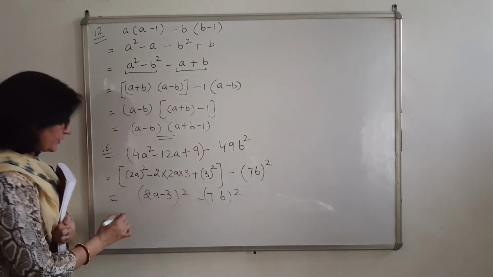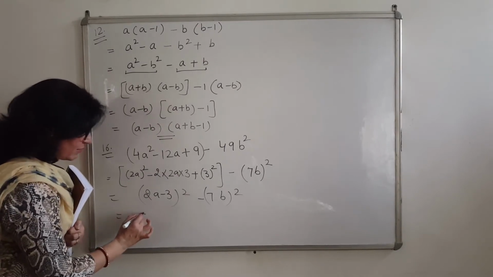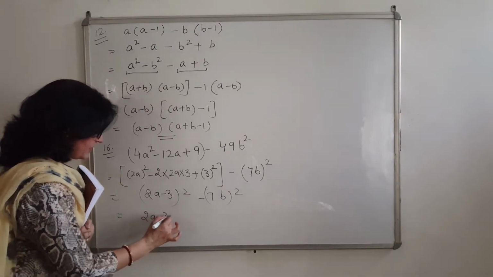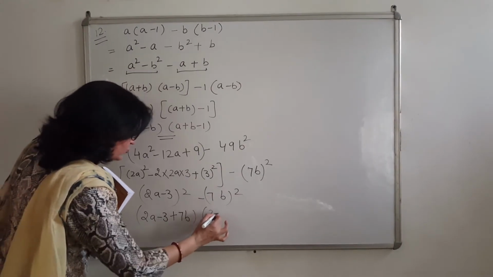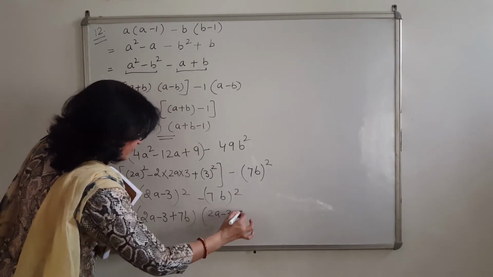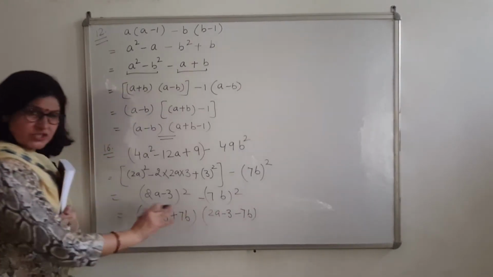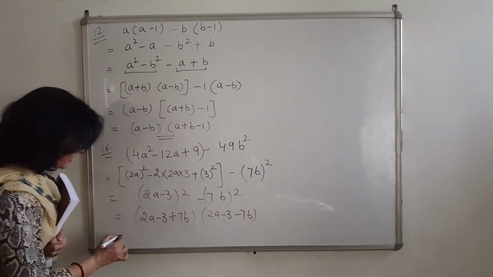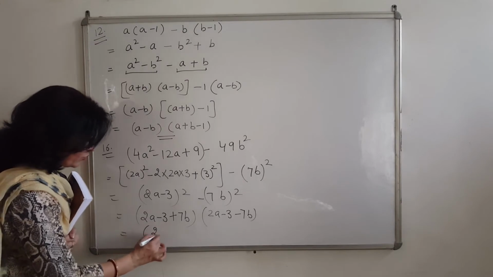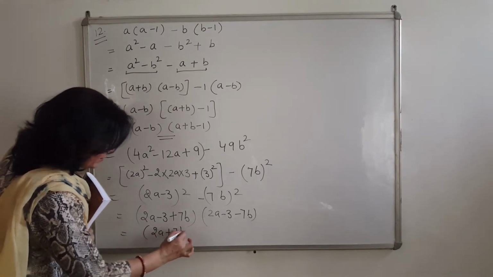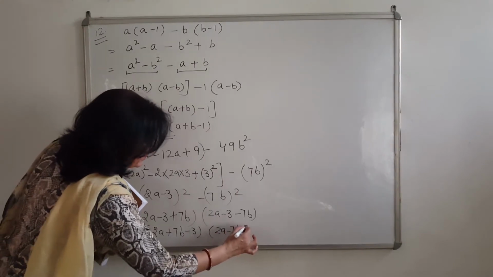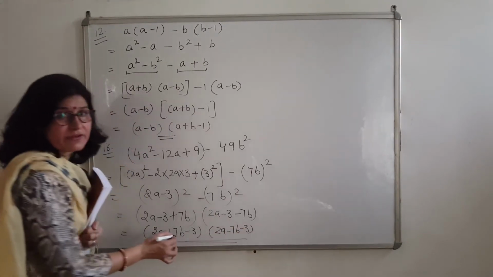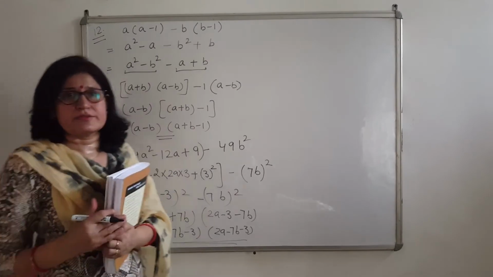So now the given question is changed into the form of a square minus b square. We will go with the property. Once we will add the terms, 2a minus 3 plus 7b. Once we will separate, 2a minus 3 minus 7b. You can arrange them alphabetically or you can leave it like this also. If you arrange, 2a plus 7b minus 3, 2a minus 7b minus 3. These are the factors and this is your answer.